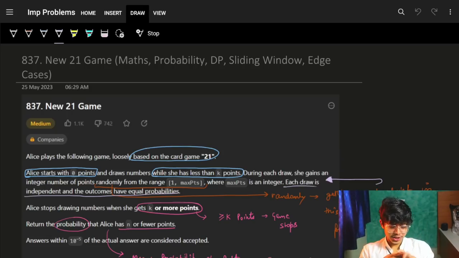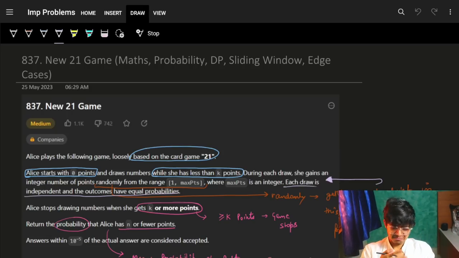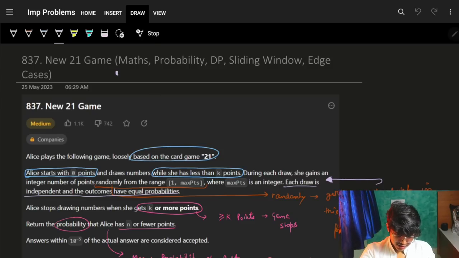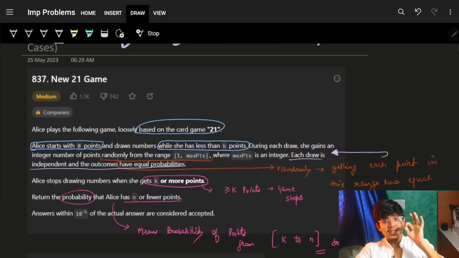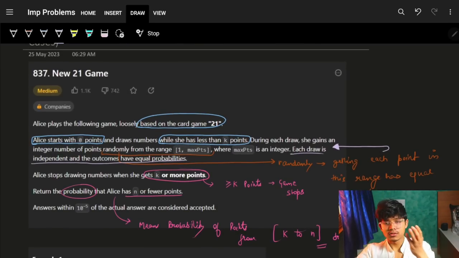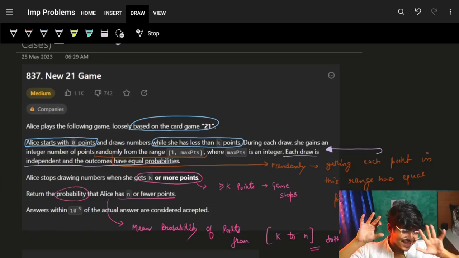Oh God, what a question this is! The complexity of this question, the understanding, the edge cases, the things which are involved. You can see math, probability, DP, sliding window, edge cases. This question is going to be awesome. Without further ado, let's start with this.